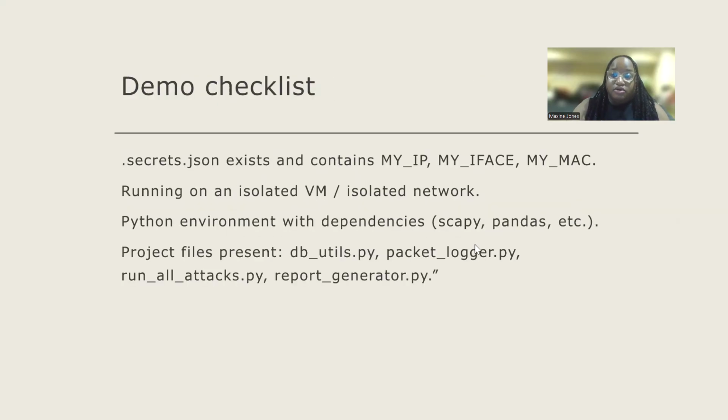And before we get started into the project, I have a demo checklist. We need to make sure that a secrets file exists and contains your IP address, your interface, and your MAC address. We also want to make sure that we're running it on an isolated virtual machine or isolated network. And we also want to make sure that we have Python properly installed with dependencies such as Scapy, Pandas, and other dependencies that are listed in the project description.